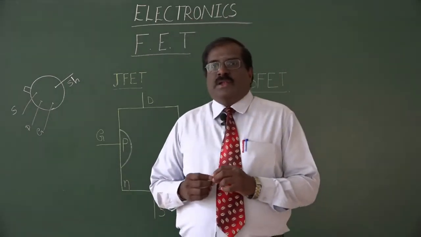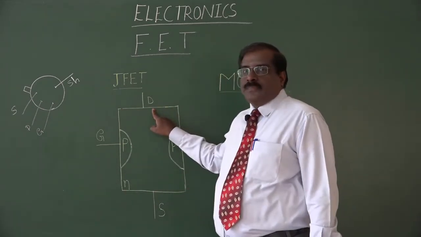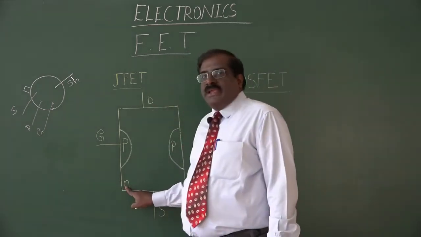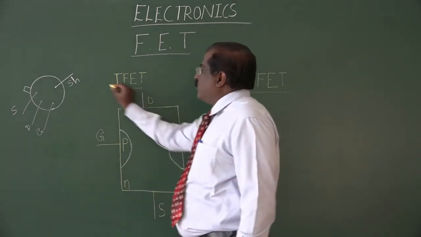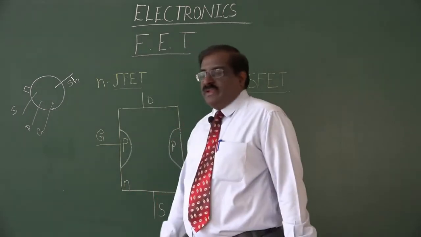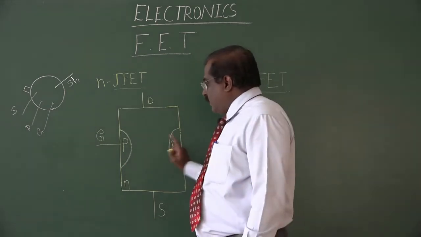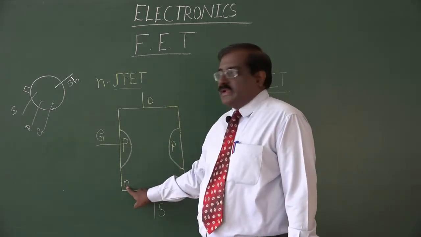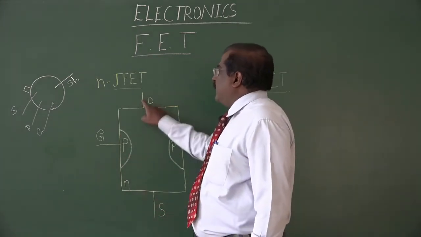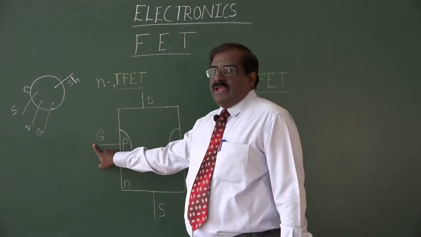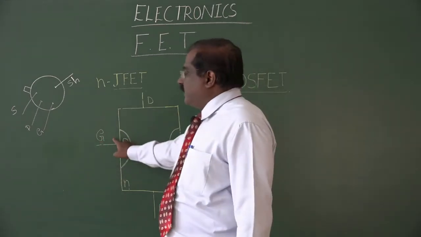In the construction part, we should have one semiconductor bar. Now we have chosen an N-type semiconductor bar, and then it is called an N-channel FET. On either side, we have P-type semiconductors. For the N-type semiconductor, we dope P-type here. The terminals: one end is source, another end is drain, and the other is gate. Both the P-type regions are connected together, and that is what we declare as the gate terminal.